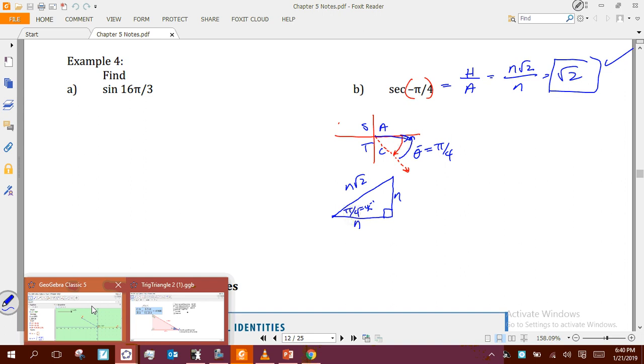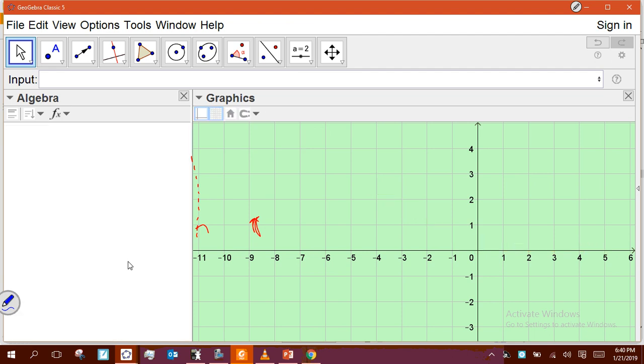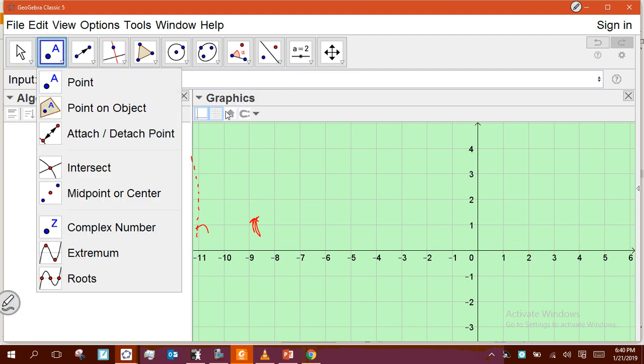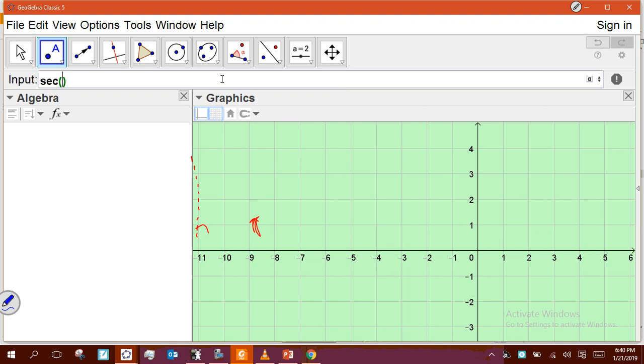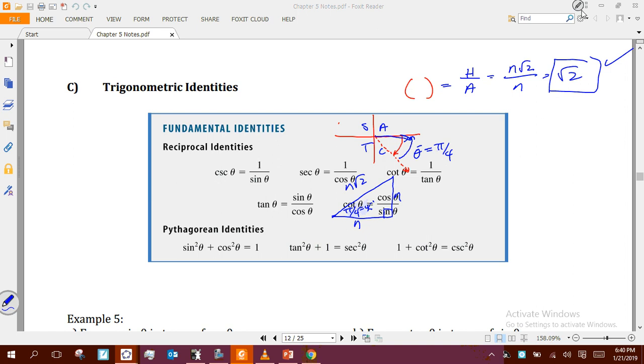Again, like I said, on the calculator, if you're going to do secant, you've got to go 1 divided by cosine. I'll just do it in GeoGebra real quick. If I just type in secant of negative pi over 4, you see you get that number right there, which is the same thing as the square root of 2. So that's the purpose of your reference angles.